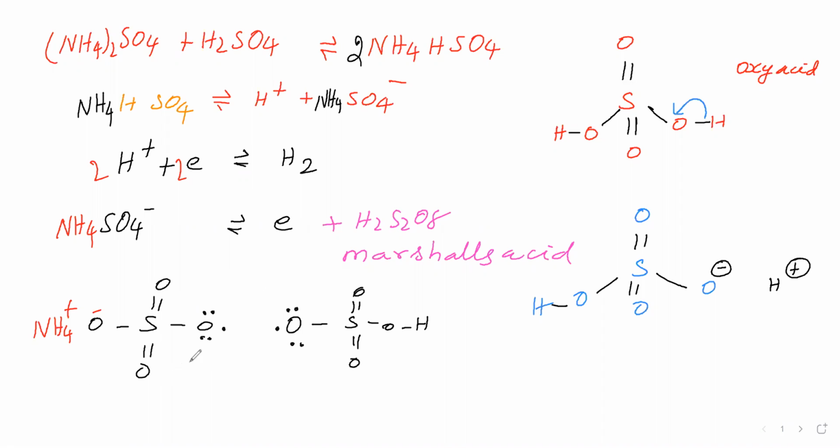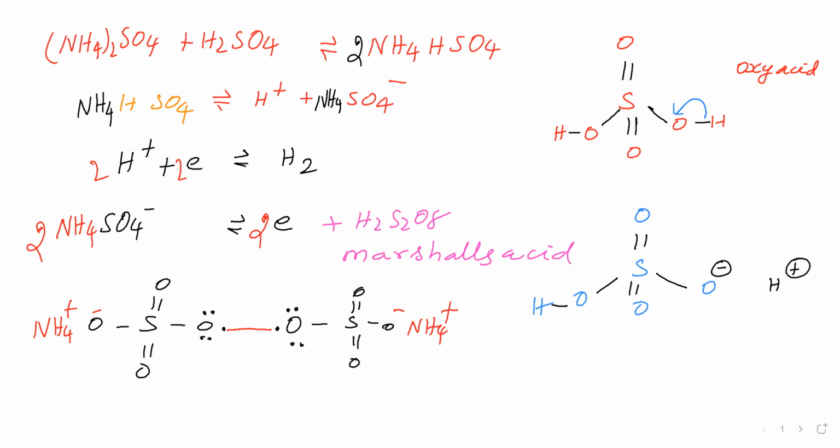So then, in this oxygen, the valence shell contains 7 electrons, an odd number of electrons. Therefore it is a free radical. We are getting another free radical: another NH4SO4 minus loses one electron and becomes like this. This is also a free radical. Between them, a bond is produced.